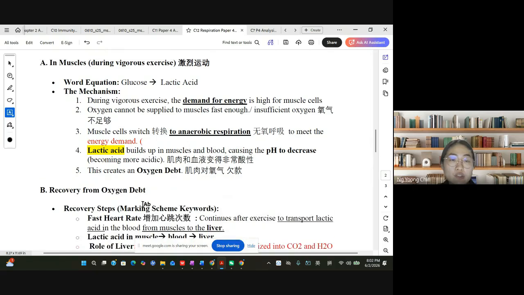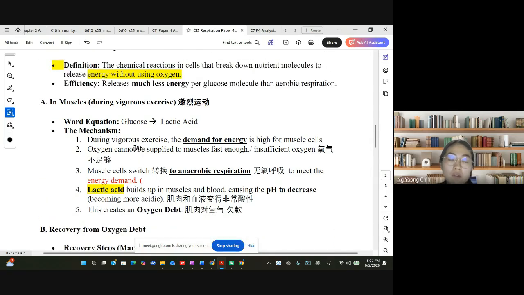And then you should know about the mechanism also, like why your muscle cell is able to conduct the anaerobic respirations. So under what kind of conditions will they do this? During vigorous exercise, there will be an increasing demand for energy in the muscle cell because your muscle cell increases activity for contraction and relaxations. However, your oxygen cannot be supplied to the muscle fast enough. So it will lead to insufficient oxygen supply to your muscle cell. So muscle cell, right, they will just switch to the anaerobic respirations.